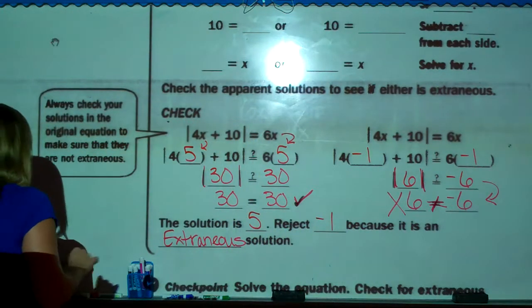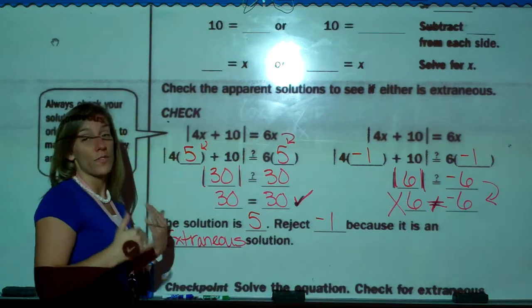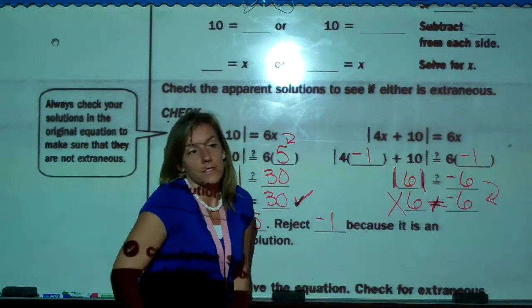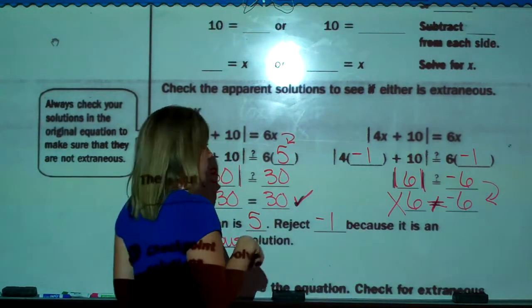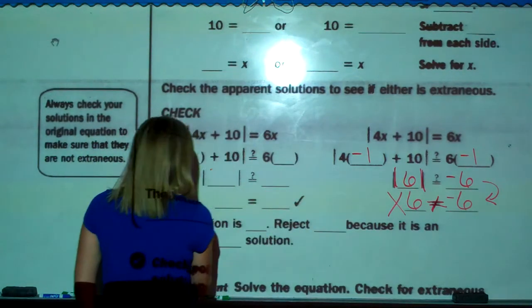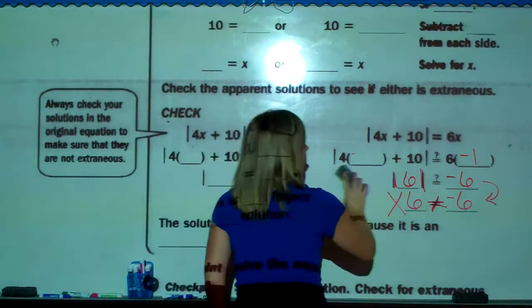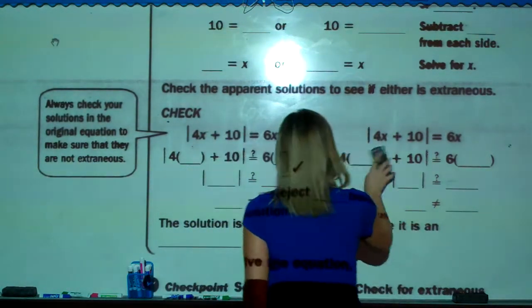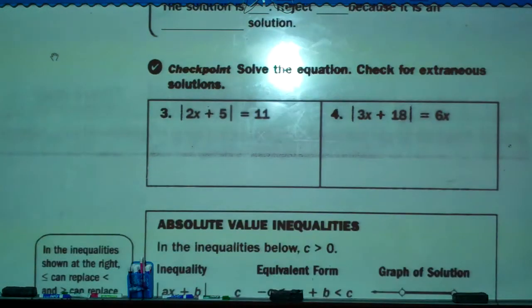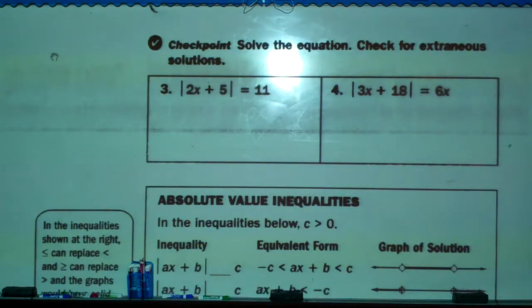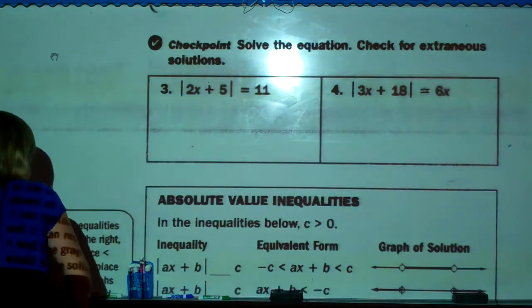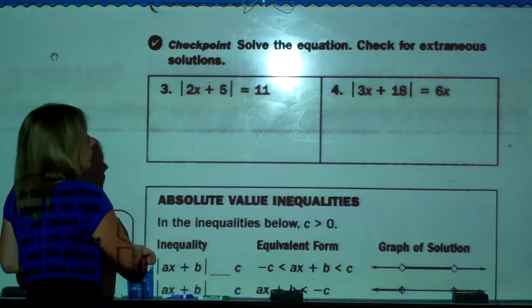So let's do it with a couple more problems, and don't forget you have to check. Okay? I know it seems tedious, but those are the little things we have to start doing in our Algebra 2. Okay, so let's do a couple more problems. All right, so hopefully I have enough room. I may have to erase as I go just because I'm not sure if I will have enough room.